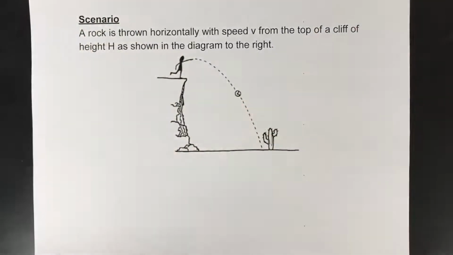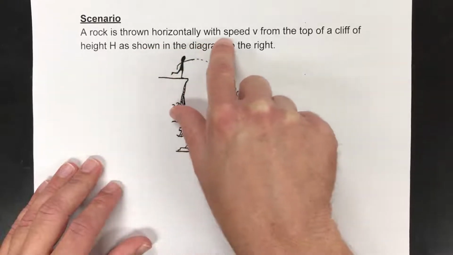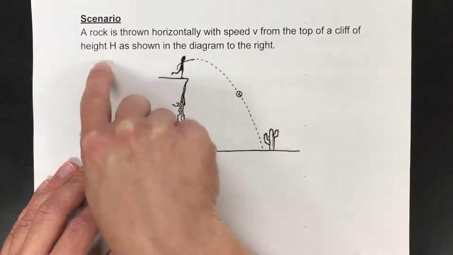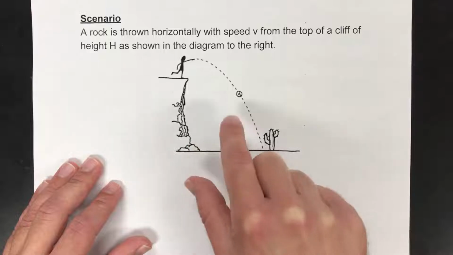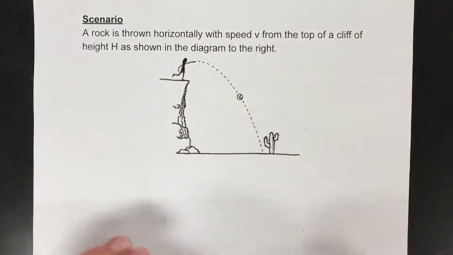Hey everybody, this is 1N projectile motion part 2. So it says a rock is thrown horizontally with a speed v from the top of a cliff of height h as shown in the diagram below, basically there.